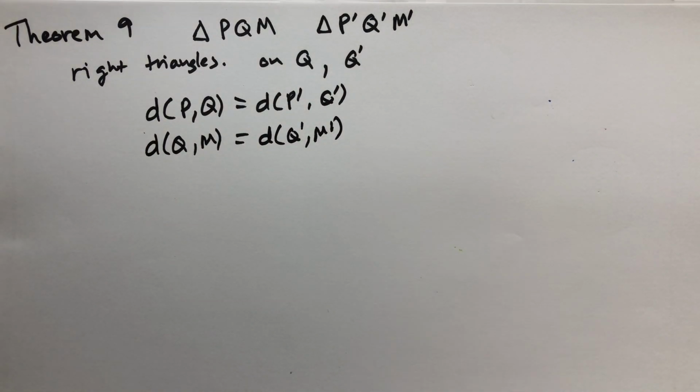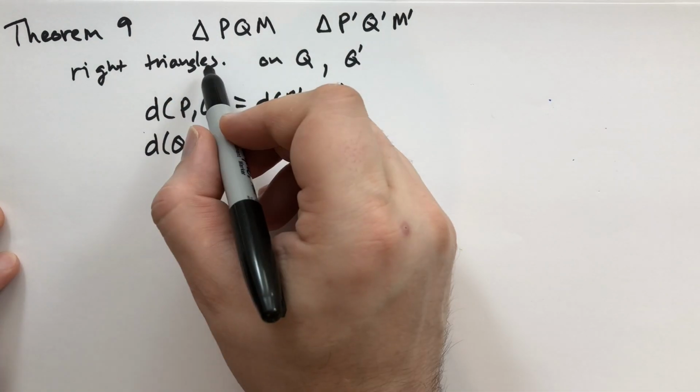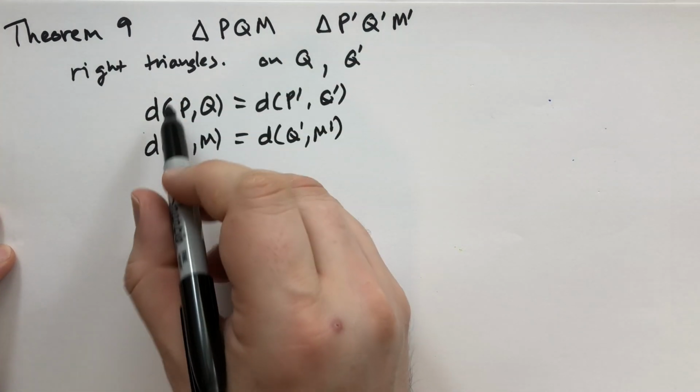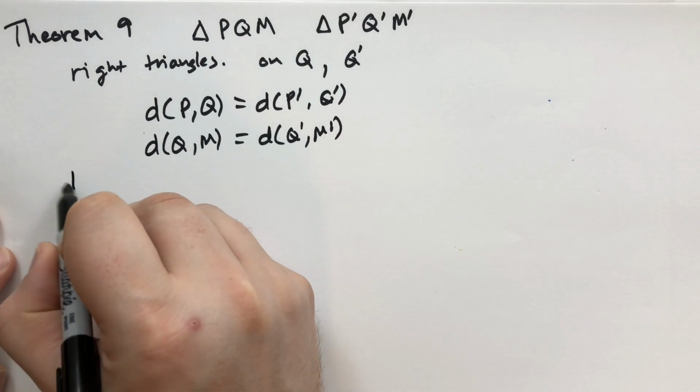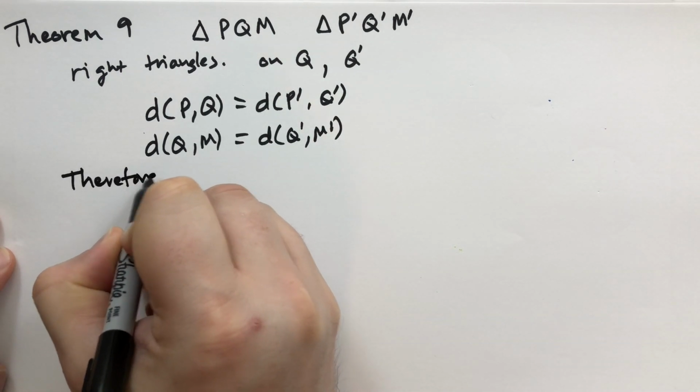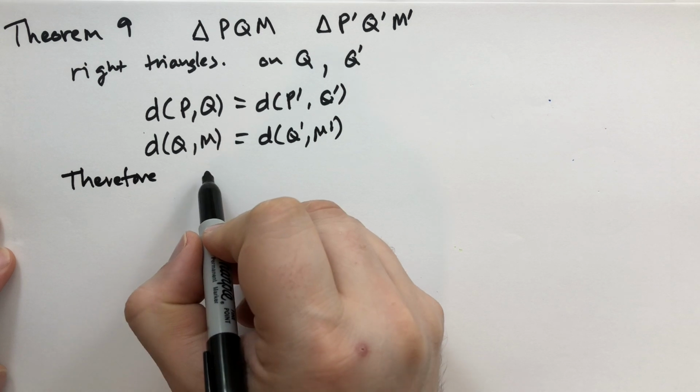Okay. And if we have the right triangles centered on Q, and the distances of the legs are the same, therefore these triangles are congruent.